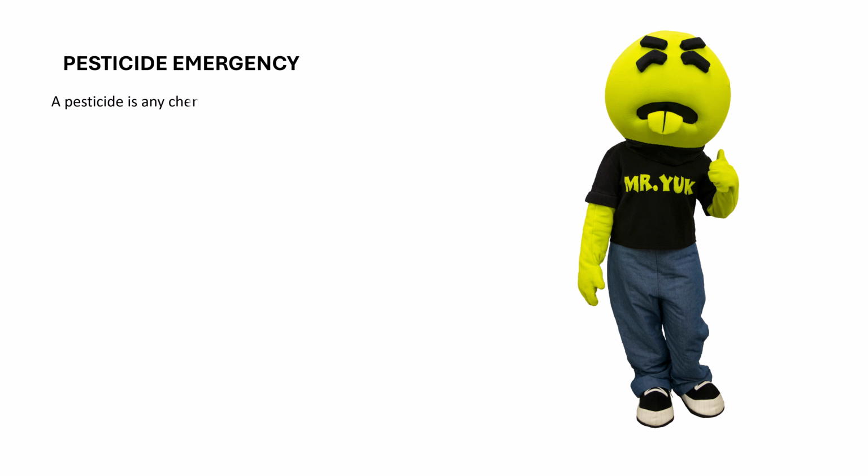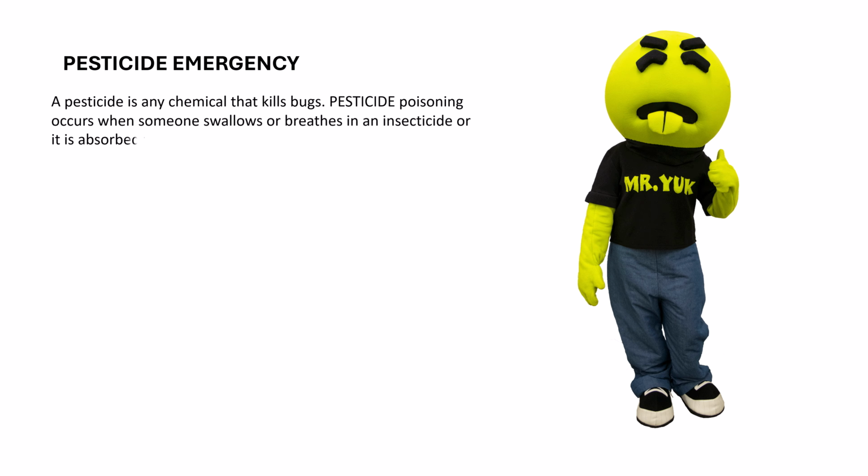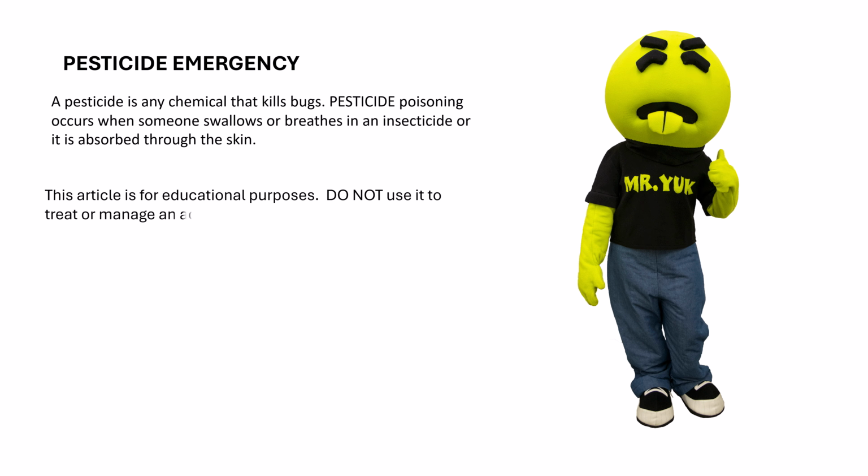A pesticide is any chemical that kills bugs. Pesticide poisoning occurs when someone swallows or breathes in an insecticide, or it is absorbed through the skin. Part of your training as a pest control professional is the Pesticide Emergency Response Plan. In other courses, you will train on and cover chemical spills, as well as chemical control and prevention. In this section, we will discuss pesticide exposure and what to do if you or someone nearby has been exposed to pesticides. This article is for educational purposes.